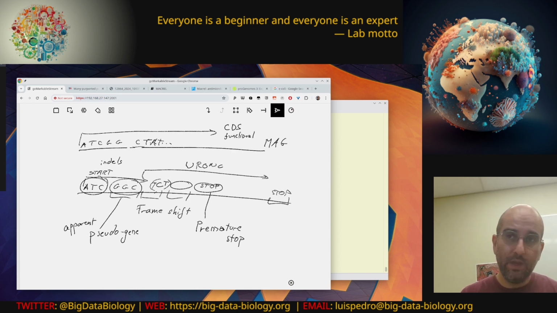So this will be an apparent pseudogene. On the mailing list I also call it the pseudogene. I'm going to be calling them apparent pseudogenes. So this means that it's not a real pseudogene, but it looks like one.